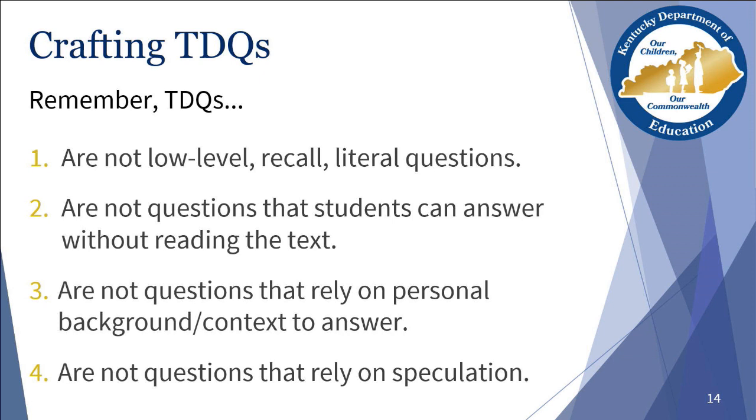And so having that text there goes to our next two bullets. We want to make sure that we're not accessing, like we mentioned before, that prior knowledge or that personal background. Students shouldn't have to have that context to be able to answer those particular questions. They should just be able to go to the text and find those answers or make inferences based upon what they've read from that text. And then we also want to be really careful about questions that require speculation. We don't want hypotheticals, not what if questions. Everything we're asking students should be truly grounded in the text.